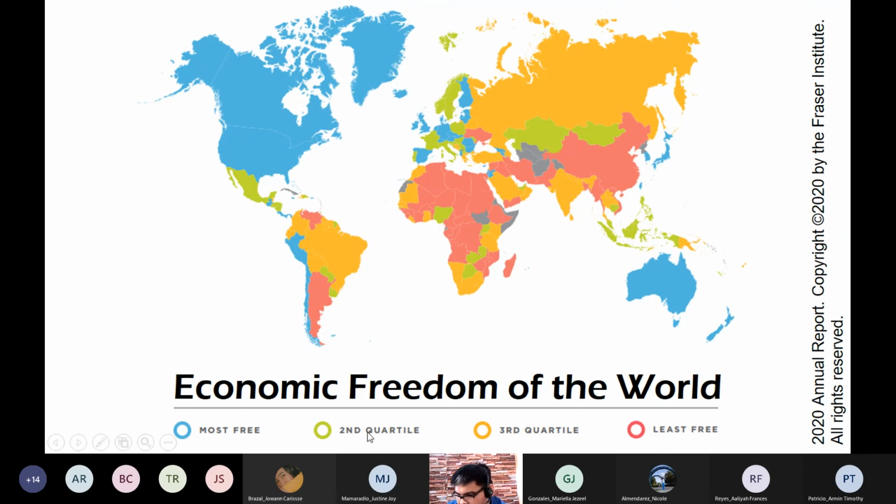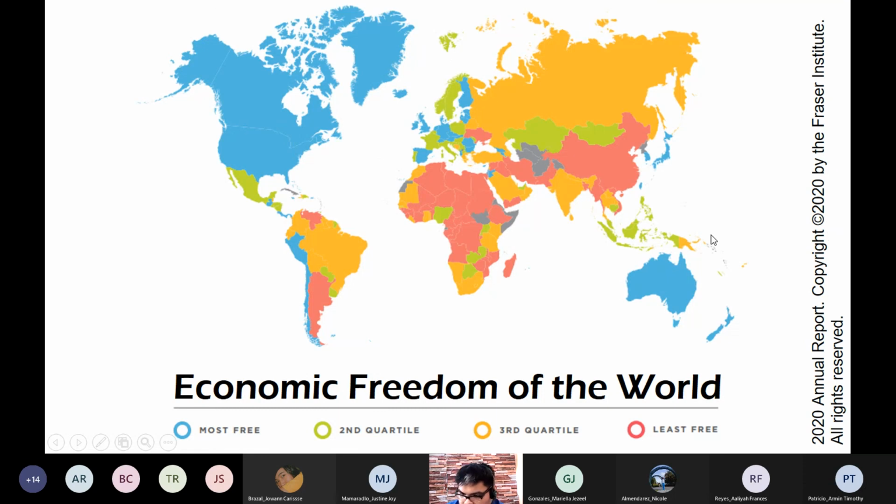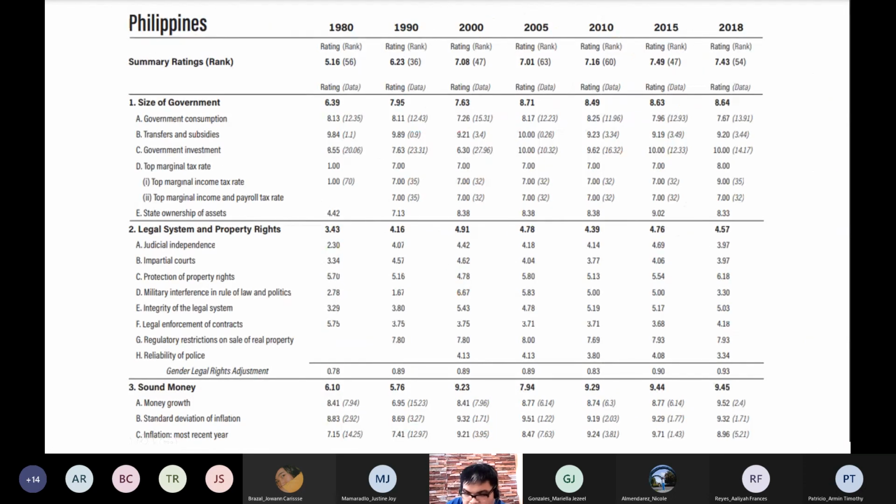First is the most free. Second, yung sakto lang. Third, medyo alanganin. And fourth, maraming restrictions. As you can see, the Philippines falls under the second quartile. So, meron pa rin namang restrictions, pero hindi naman katulad nitong nasa pangatlo, na medyo mahigpit. Gitna tayo ng higpit at free. No? So, this is a report published by the Fraser Institute.